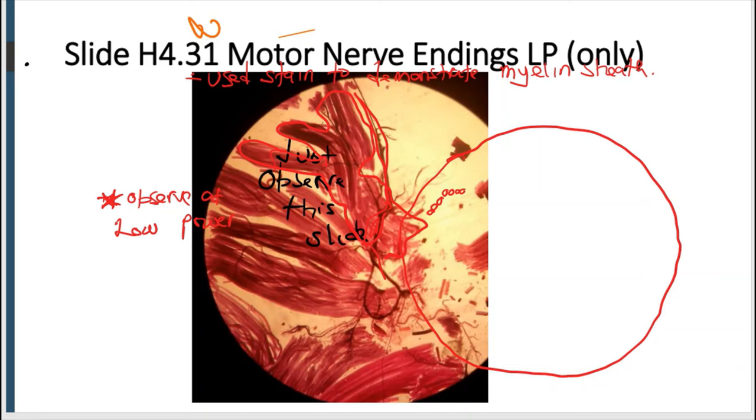This is what we call a motor end plate. So a motor end plate is where the nerve is innervating the muscle fiber. When you have one nerve giving branches to a lot of muscle fibers, that is what we call a motor unit. So look at the motor unit, define it, because it is very, very important. All right, so you draw this at low power only. This was the last histological slide that we were looking at in this presentation.